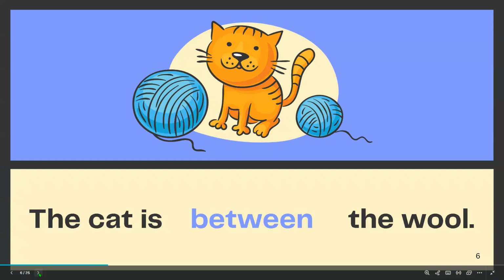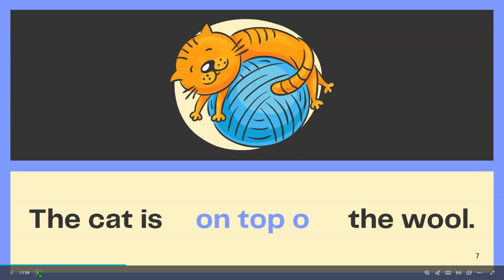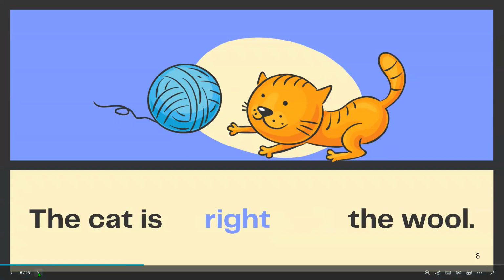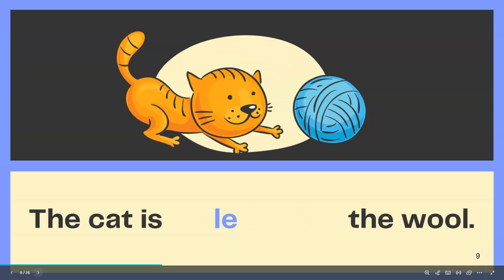Now see, on both sides there are two balls of wool. The cat is on top of the wool. Now you can see the picture. It is on the top of the wool. Next, the cat is right of the wool, right side, right of the wool. You can see in the picture. Now see, the cat is left of the wool. If you see both the objects, you can find it on the left.